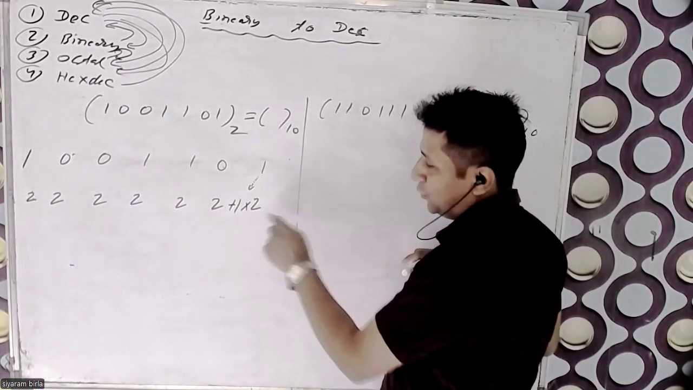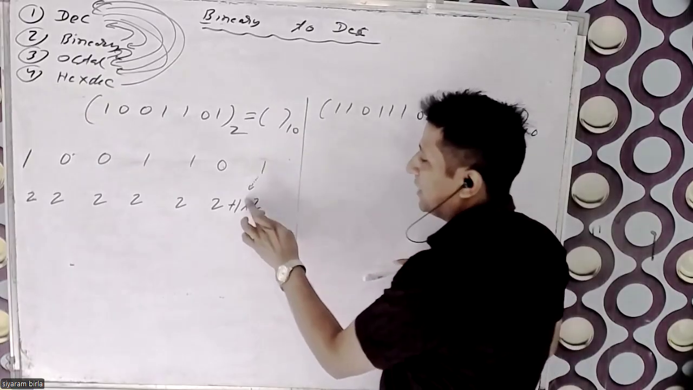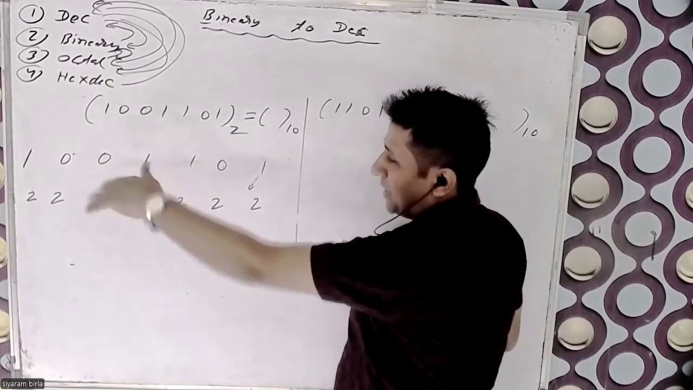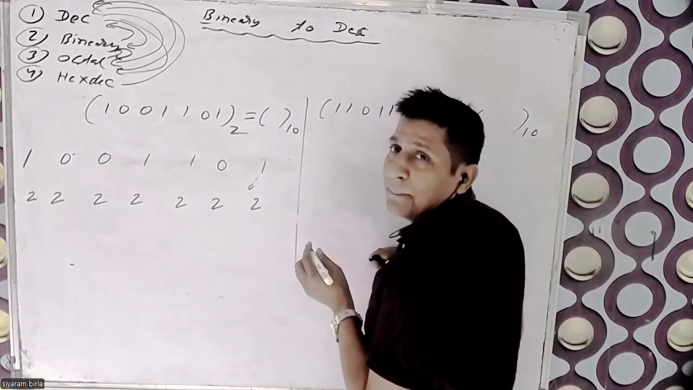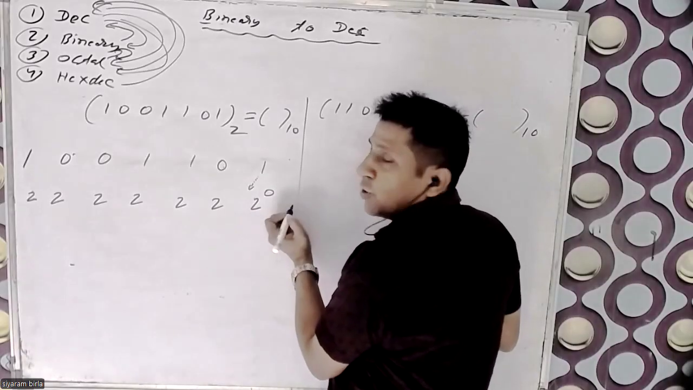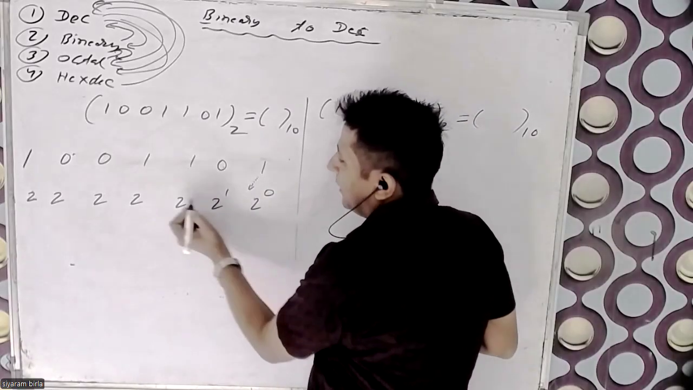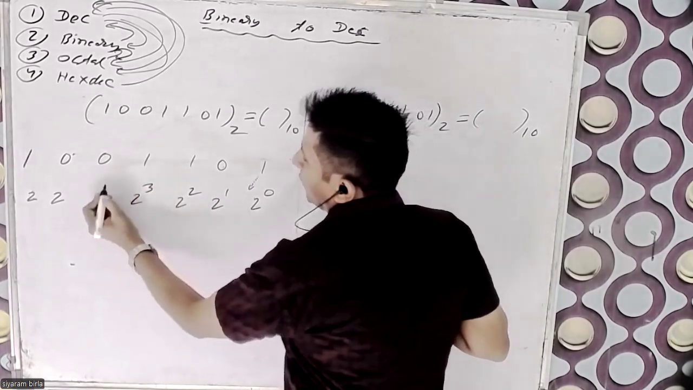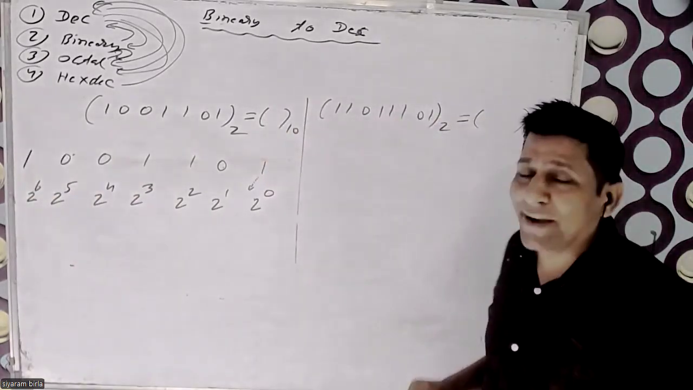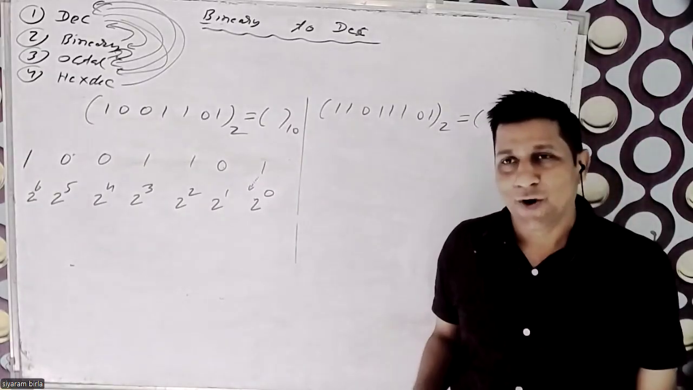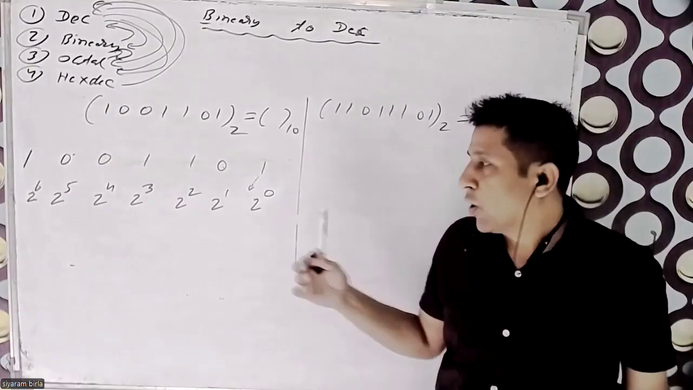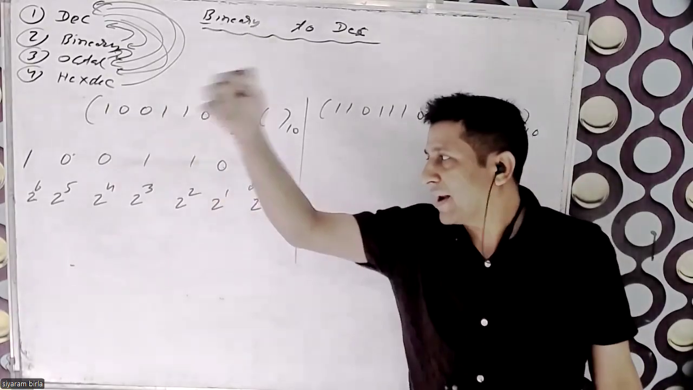And I divide, let me write down, I forgot one thing. If you write down 2 below every digit, you need to mention the power. So you start from 0, then 1, 2, 3, 4, 5, 6. You need to write down the power of every 2 in increasing order.